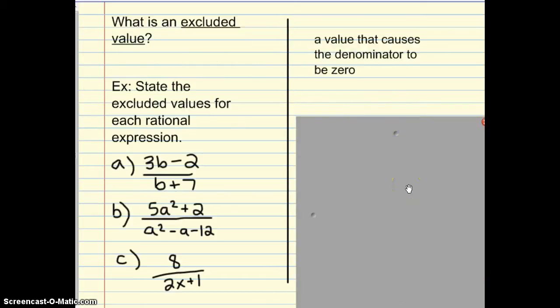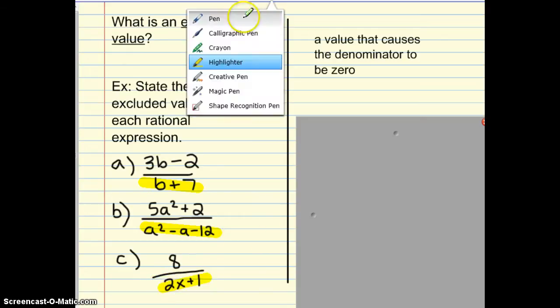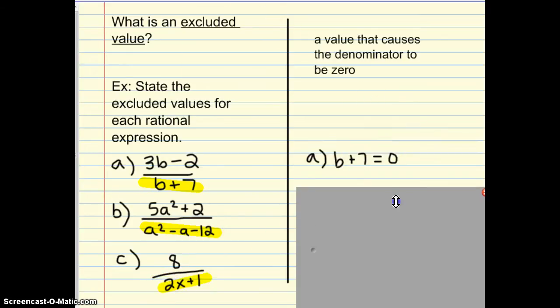The first thing we're going to talk about are excluded values. Excluded values are values that cause the denominator to be zero. So we're going to state the excluded values for each rational expression. And when we do that, what we're really interested in is what's in our denominator, and we want to make sure that that doesn't come out to be zero. So to figure out what our excluded value would be, we just set it equal to 0 and solve it.